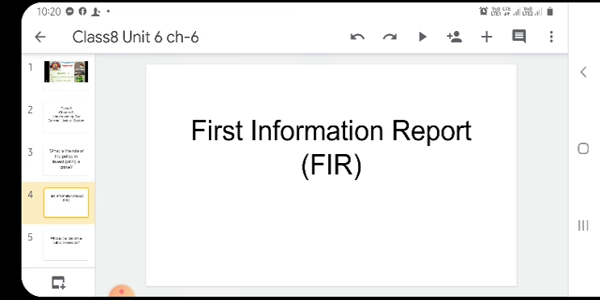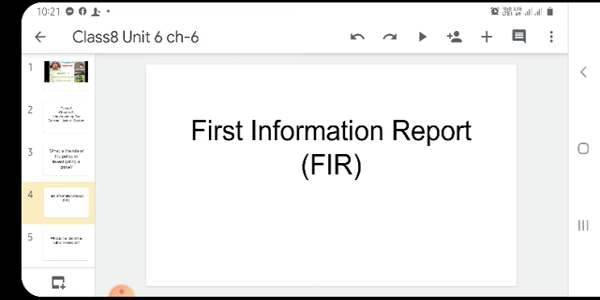Now, dear students, what is FIR? First Information Report is known as FIR. It is with the registration of an FIR that the police can begin their investigation into a crime. The law states that it is compulsory for an officer in charge of a police station to register an FIR whenever a person gives information about a cognizable offence. This information can be given to the police either orally or in writing.